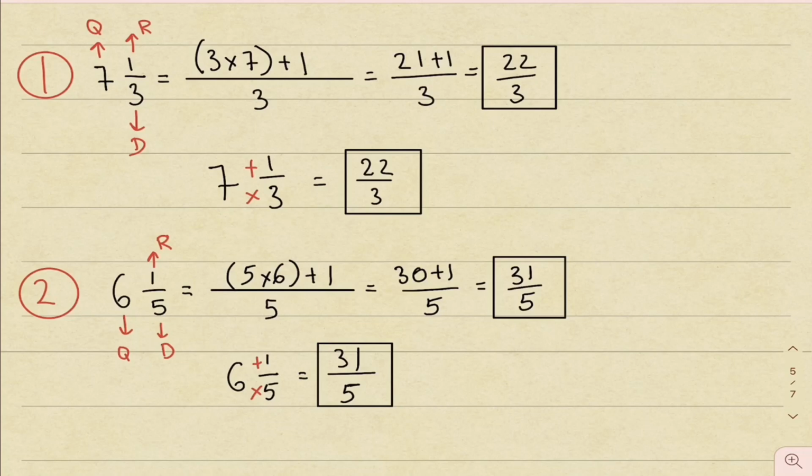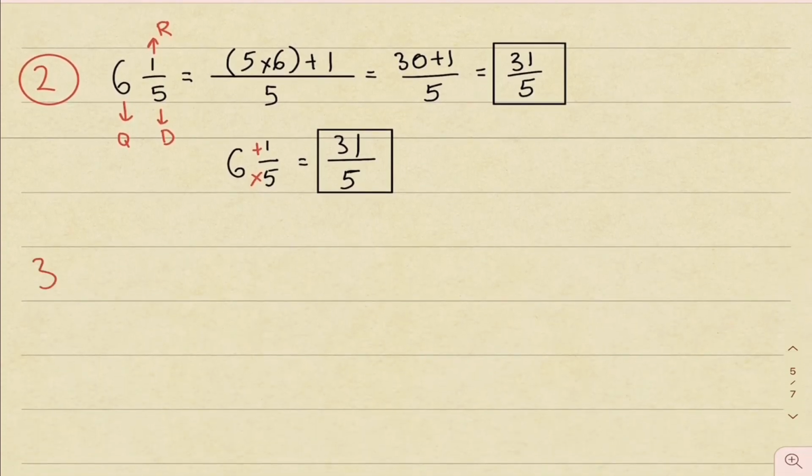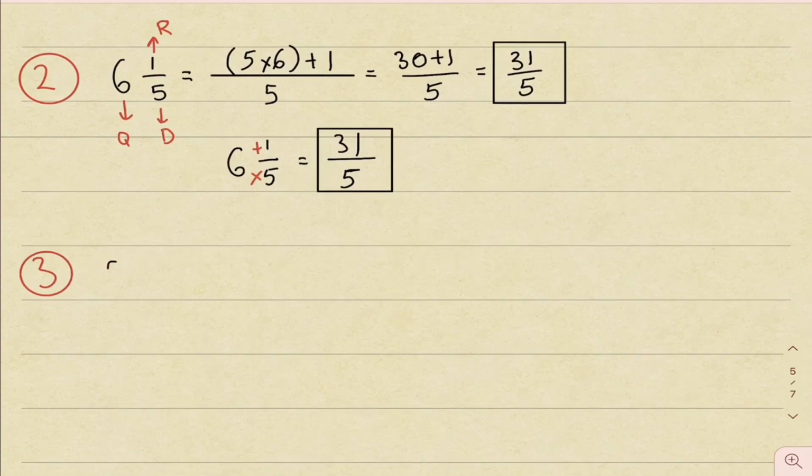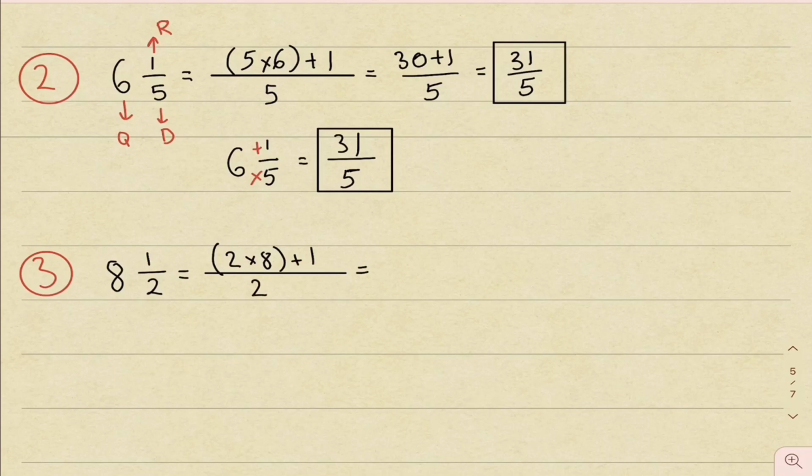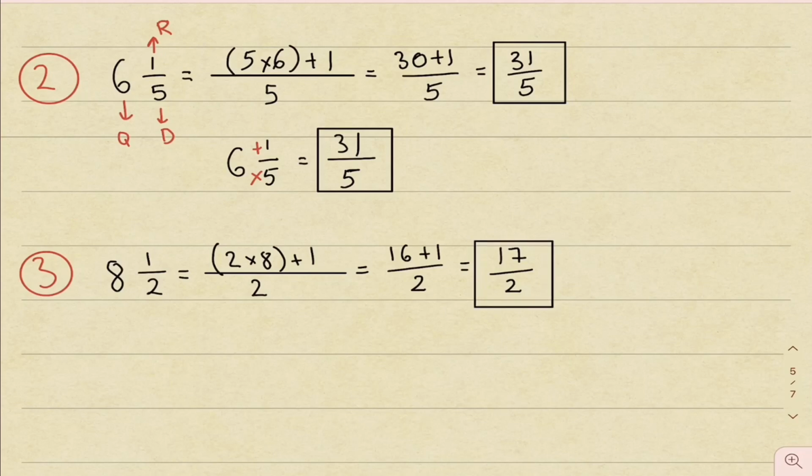I'm going to go ahead and do another problem. Problem 3. Let's say I have 8, 1 over 2. So I'm going to go ahead and use a formula. I have D times Q, which is 2 times 8, plus the remainder, divided by the divisor, which is 2. 2 times 8 is 16, plus 1 over 2. That's 16 plus 1 is 17, over 2. So 8, 1 over 2 is the same thing as 17 over 2.